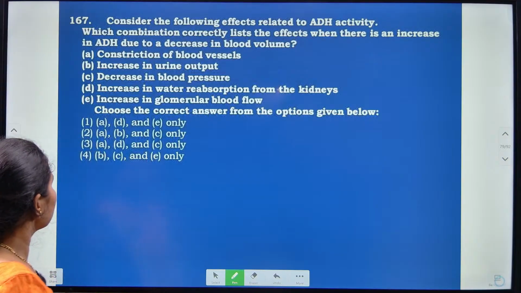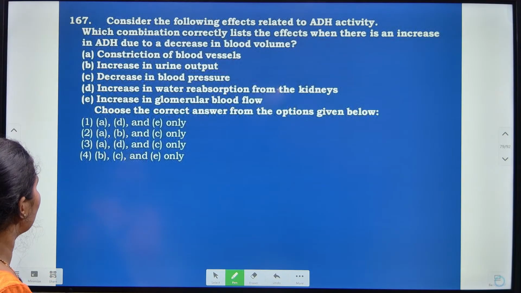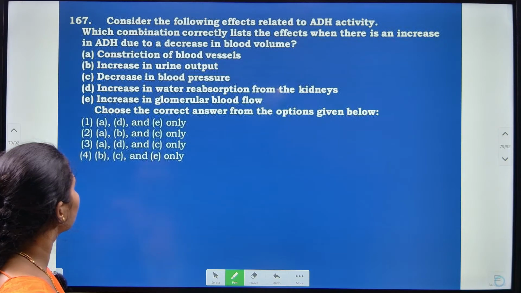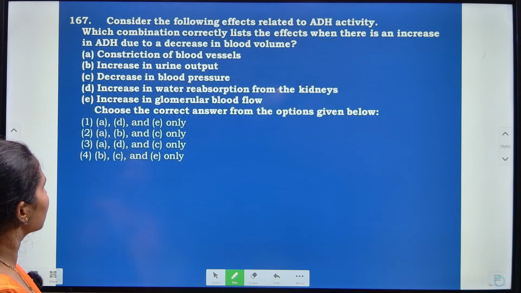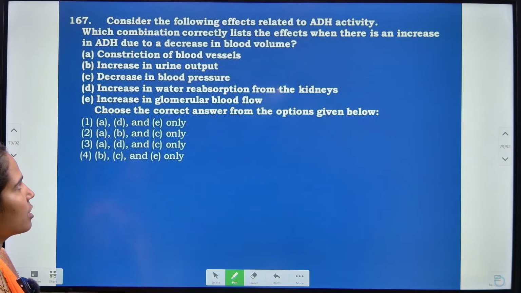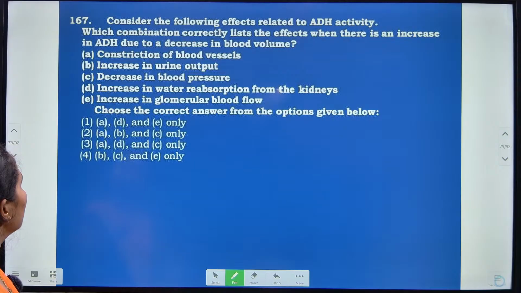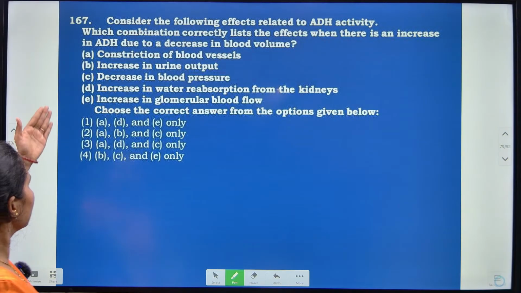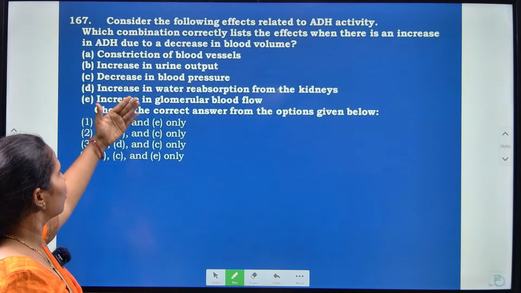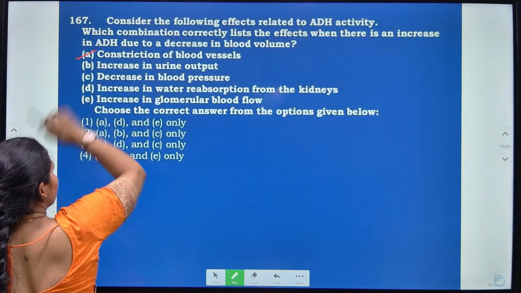Yes. Now the next one is: consider the following effects related to ADH, that is antidiuretic hormone. Which combination correctly lists the effects when there is an increase in ADH due to a decrease in the blood volume? Yes, automatically there is a constriction of blood vessels.